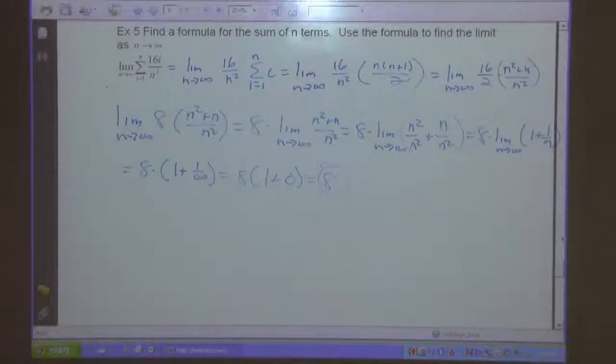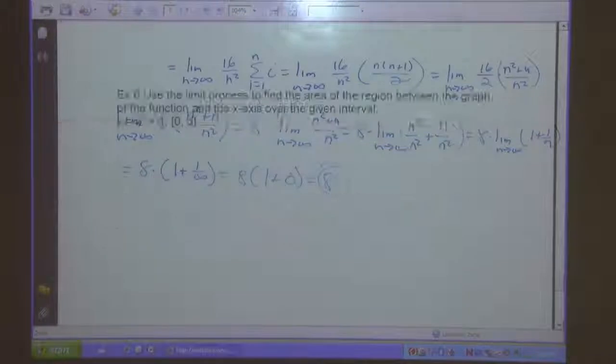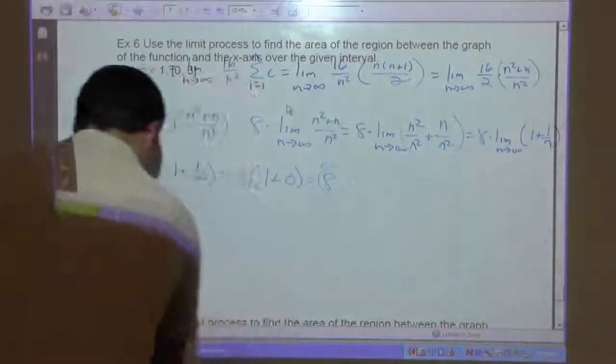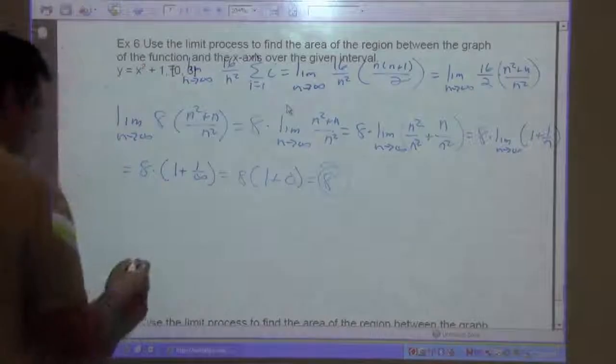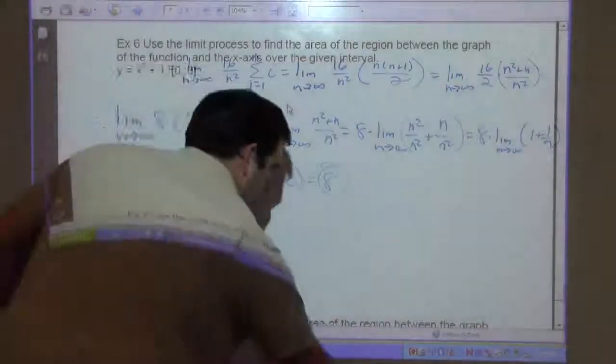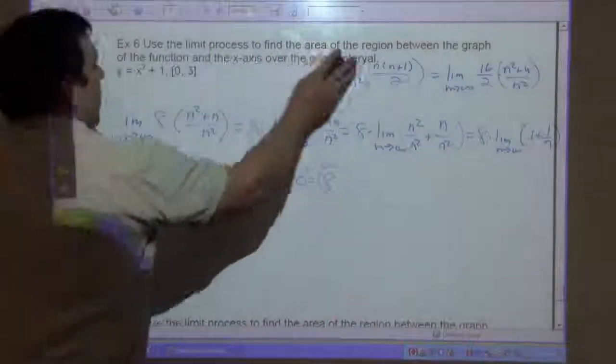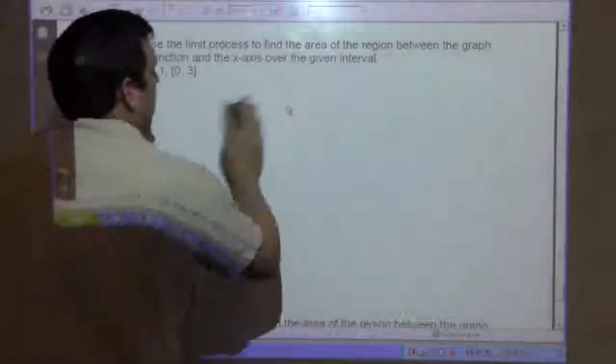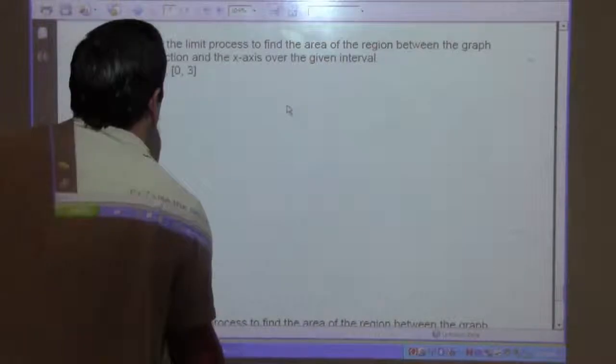And we're going to go on to the next page, our last page from this section. It's been a long section, but we're getting through it. So pause if you need to pause. And my blue pen's getting a little dry. It says use the limit process to find the area. Let's see if this pen's any better. Of the function and the x-axis, or between the graph of the function and the x-axis over the given interval.